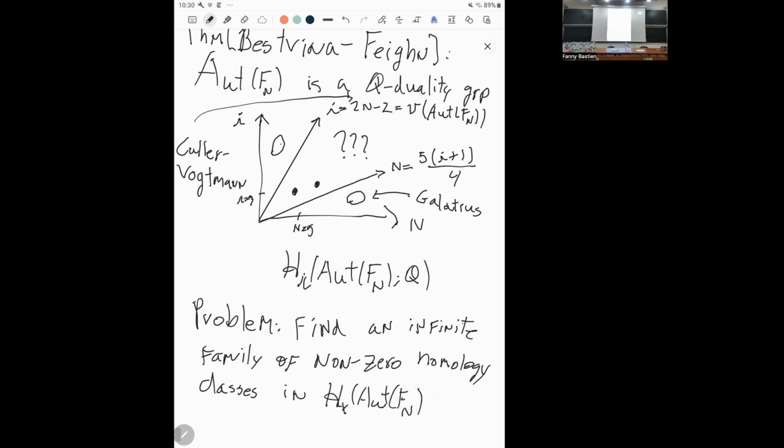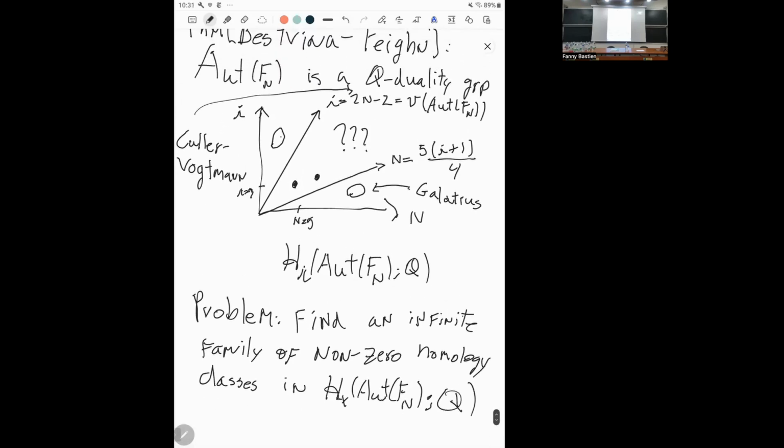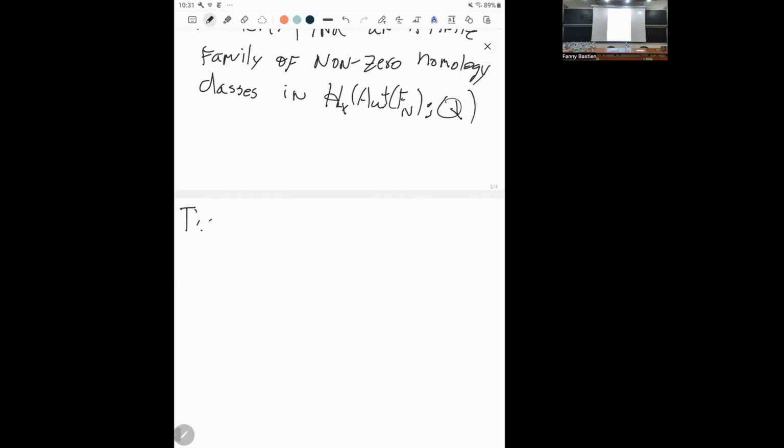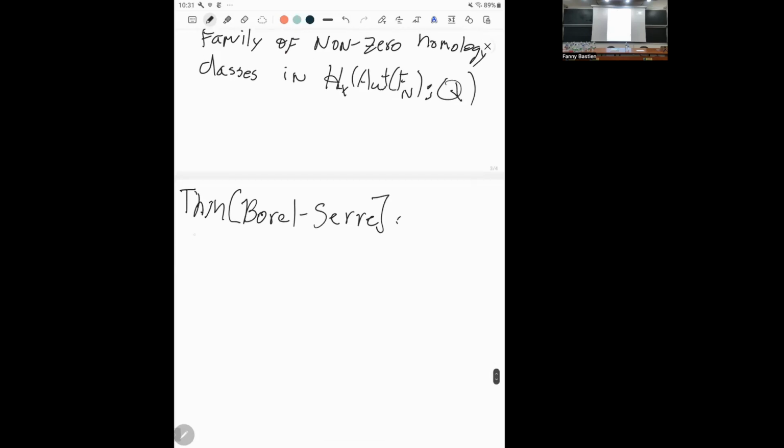But yeah, so Out(F_n) is a rational duality group. Similarly, it's a theorem of Borel and Serre that for R a number ring, SL_n(R), the special linear group, is a rational duality group.